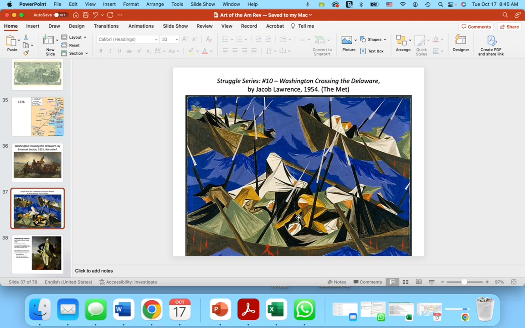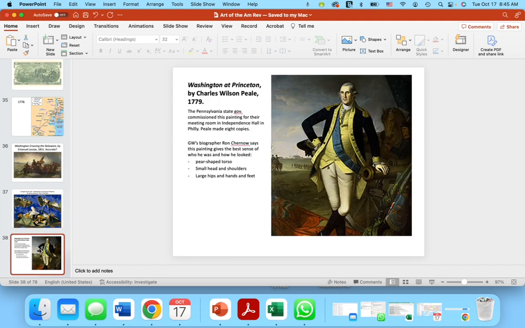It's a December night crossing. And they're all huddled down low in the boat so they don't fall over and they don't get wet. So it's actually more realistic. Okay, and maybe some little traces of blood on the side. So he crosses over, he surprises the Hessians in New Jersey and pulls off these huge victories. It's a big morale boost for the colonists who had been losing.